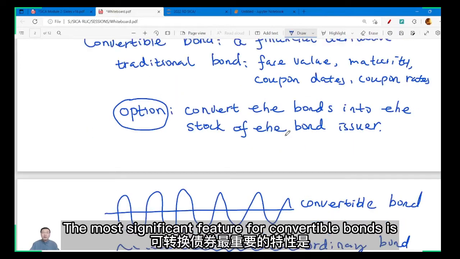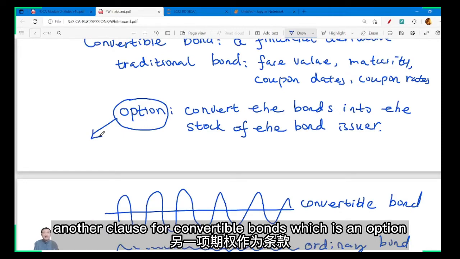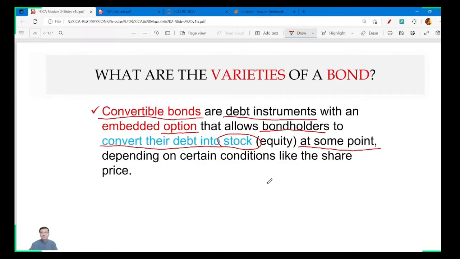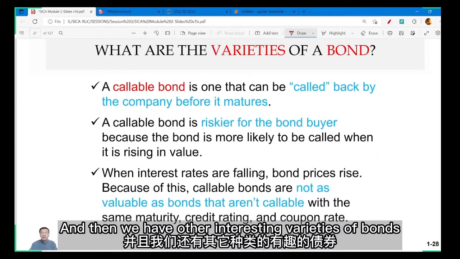The most significant feature for convertible bonds is, besides ordinary bonds, there is another clause, which is an option. This is convertible bonds. And then we have other interesting varieties of bonds.